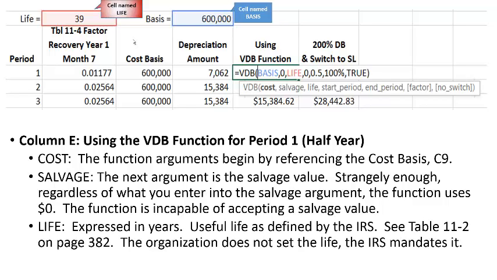Life is expressed in years. Useful life as defined by the IRS. Here, again, I'm going to refer you to table 11-2 on page 382. The organization does not specify the life. It doesn't have anything to do with when you liquidate or when you sell or dispose of that asset. The IRS mandates the life of the asset.